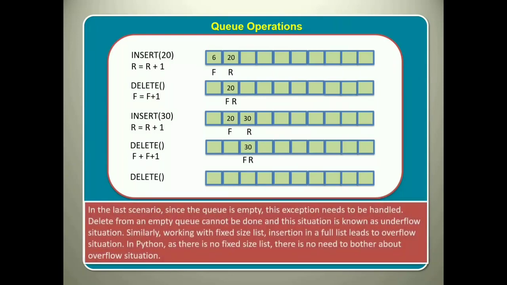In the last scenario, since the queue is empty, you need to handle this exception. You cannot delete from an empty queue, and this situation is known as underflow situation. Similarly, when you work with fixed size list, insertion in a full list leads to overflow situation. In Python, as you don't have fixed size list, you need not bother about overflow situation.